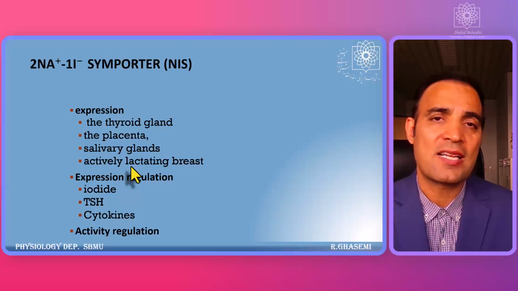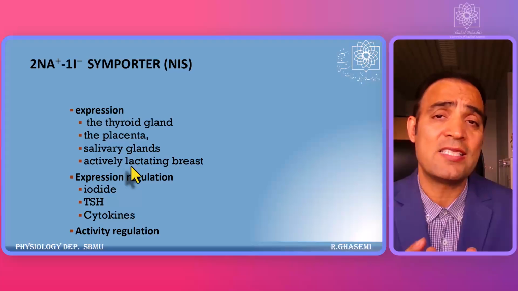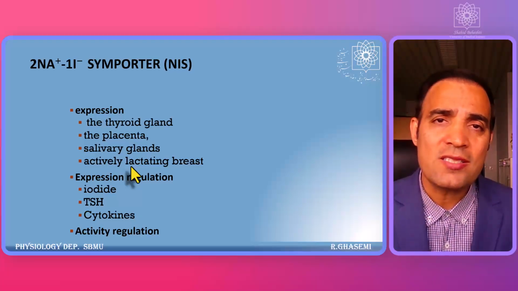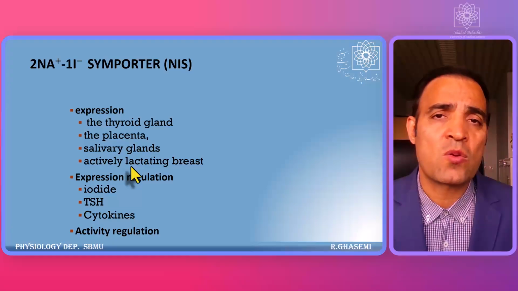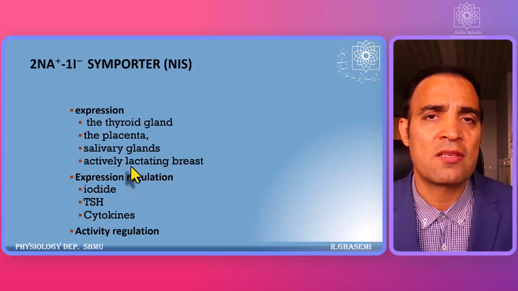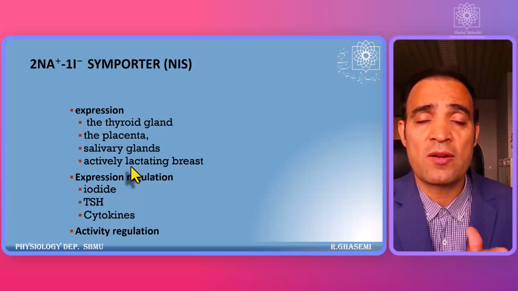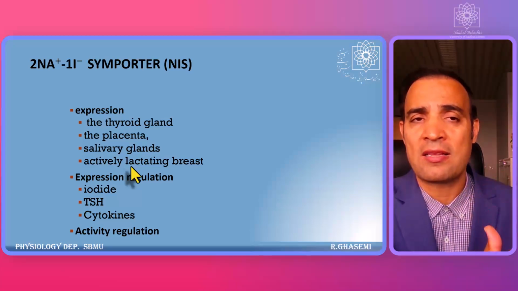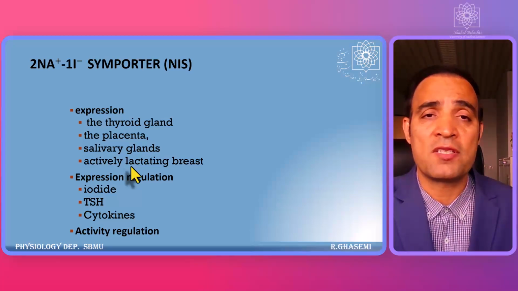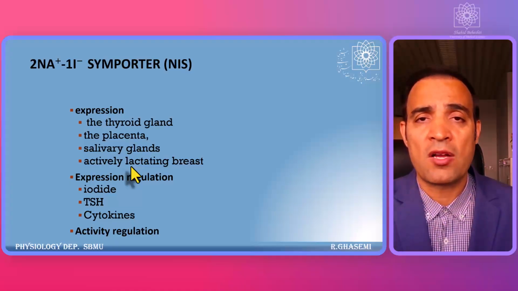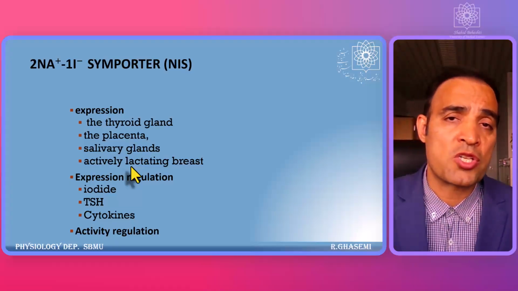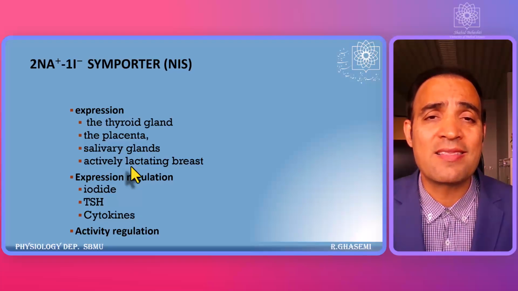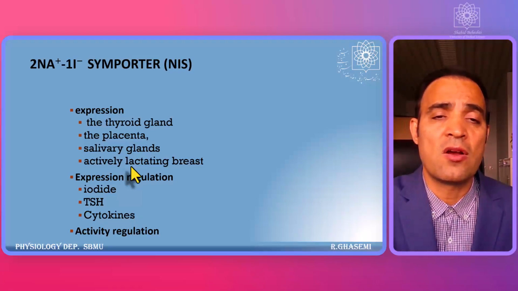Collectively, I can say that every time the thyroid gland is stimulated, not just the production or release of thyroid hormone is stimulated, but also from the beginning, the whole process is stimulated. This is the expression of the symporter, uptake of iodide, then incorporation of iodide into the tyrosine amino acid, and then the release of the hormone.